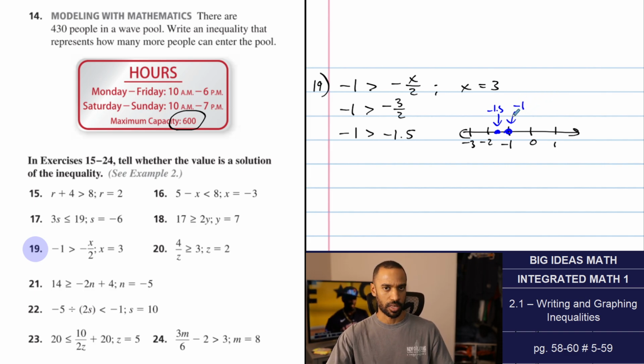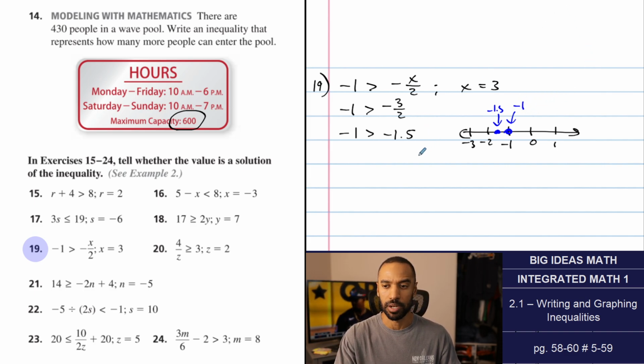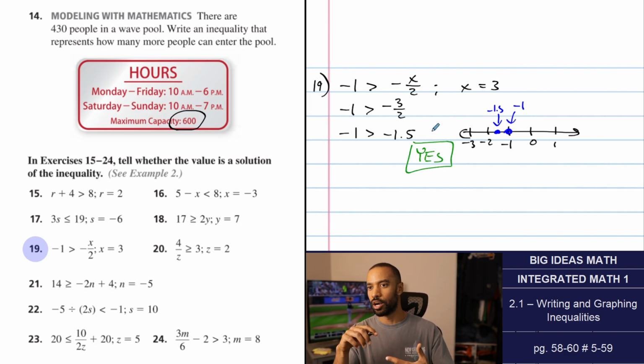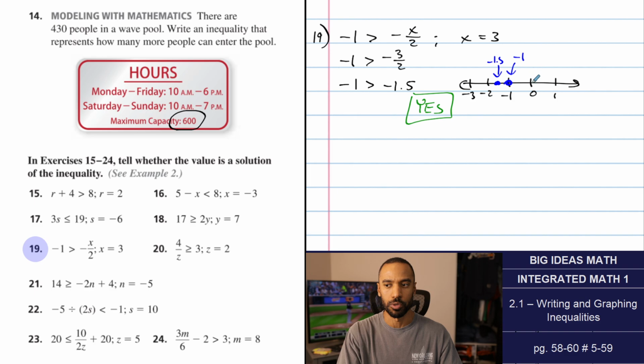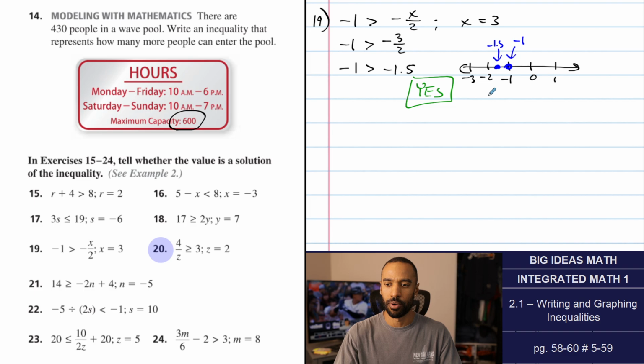Negative 1 is greater than negative 1.5. That's a true statement here. This is a yes. Smaller negatives are larger in value because they're closer to 0 or closer to positive. They're further to the right on the number line. So that's how that would compare. It gets a little trickier on that problem, but we want to make sure that we avoid any mistakes there.